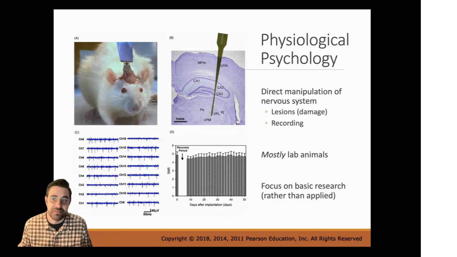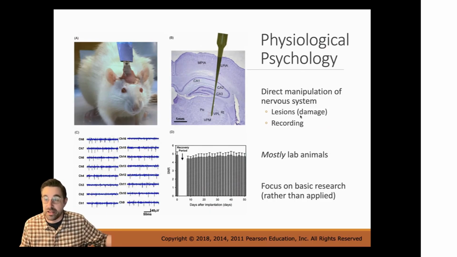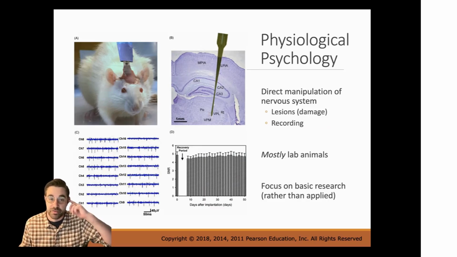So the first division is physiological. Now, physiology, right, is the function of your body. So anatomy is the structure, physiology is the function. So physiological psychologists measure or manipulate the physiology, the function, of the nervous system. So they see how it's functioning, either by recording or by manipulating, by damaging the nervous system.